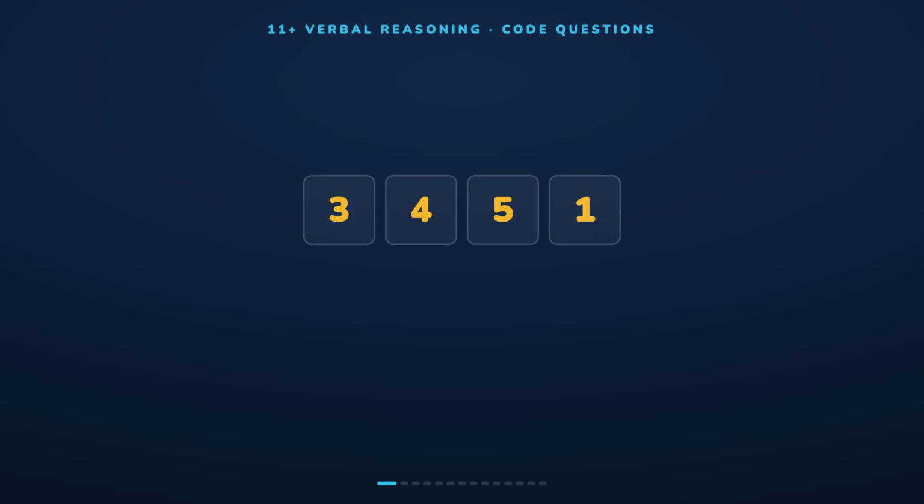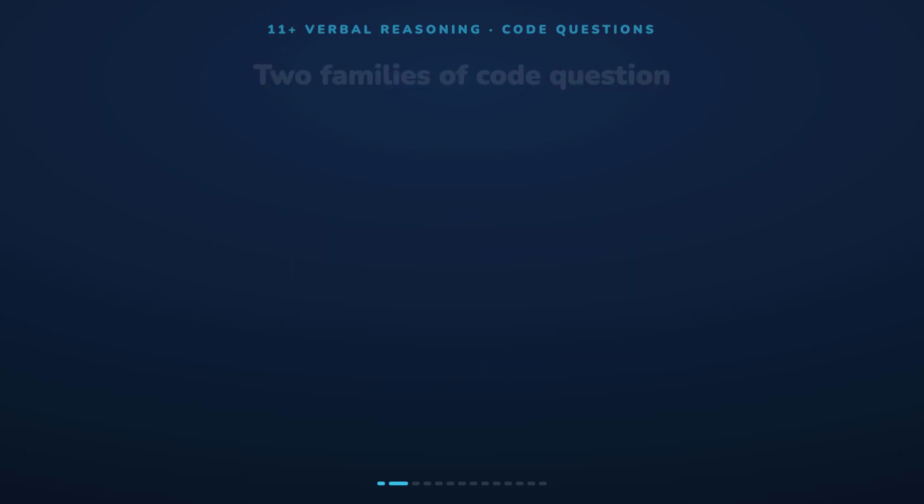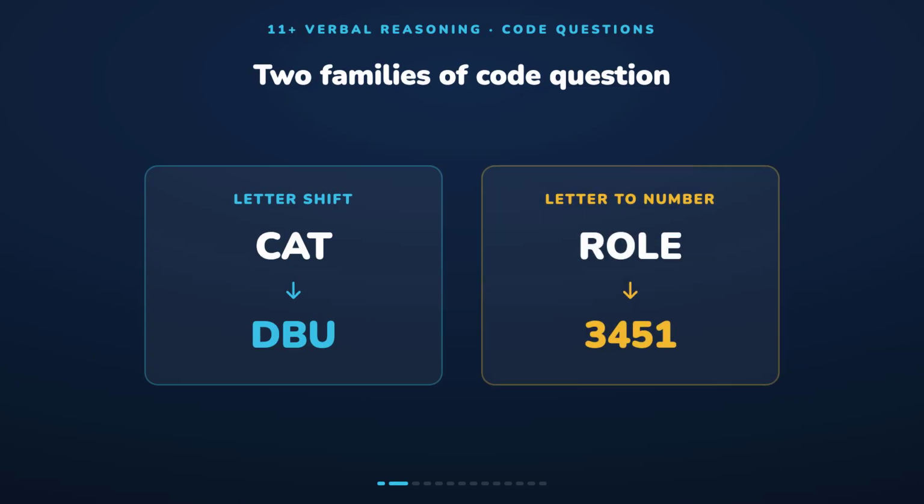Code questions can look like impossible spy puzzles, but here's the truth. They're some of the easiest, most reliable marks on the whole verbal reasoning paper once you know the method. Learn this and you can crack any of them. Let's break it down. There are two main families of code question: letter shift codes, where letters slide along the alphabet, and letter to number codes, where each letter's swapped for a number. They look different, but the same calm, step-by-step approach cracks both.